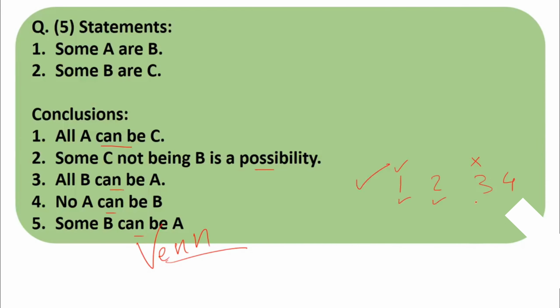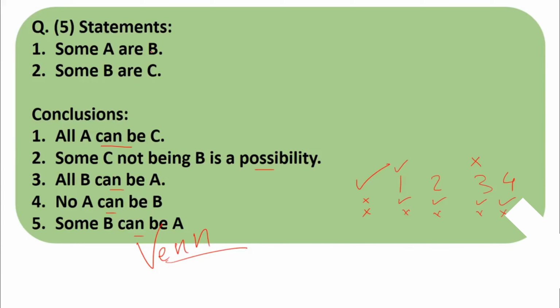If all are possible, then it is false. If the conclusion is not possible in all of the 4 possible situations or diagrams, then the conclusion is false. Okay, right? So let's solve.